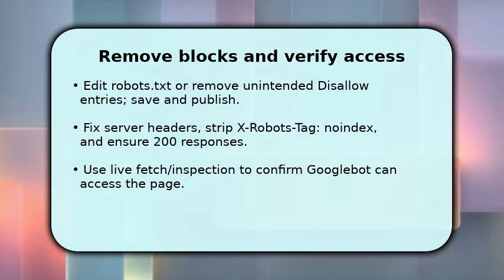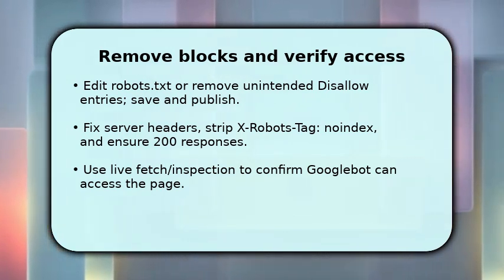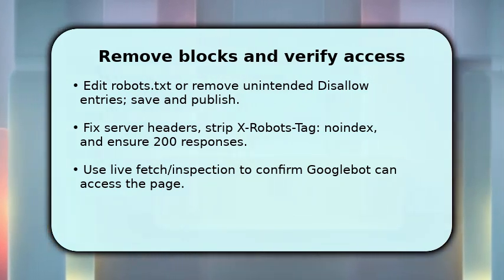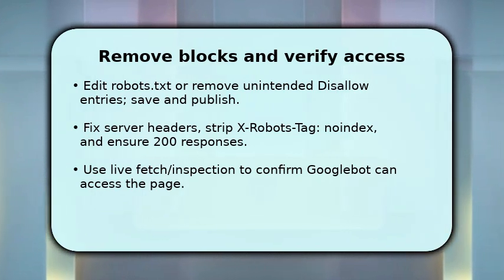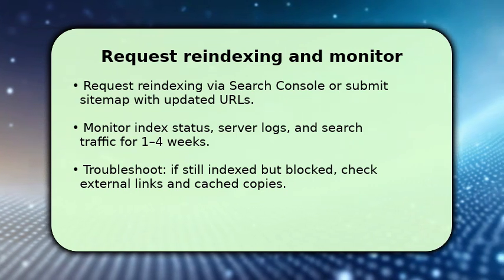This proves crawlability. Make sure sitemaps list the URL and that canonical tags point to the correct version. You finish by requesting reindexing. Submit the updated URL or sitemap through Search Console and ask for indexing.